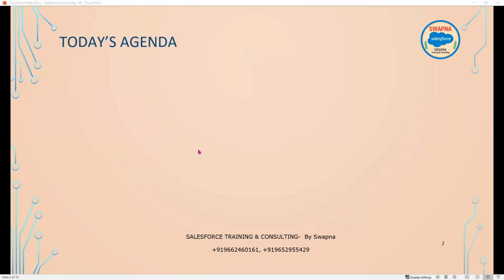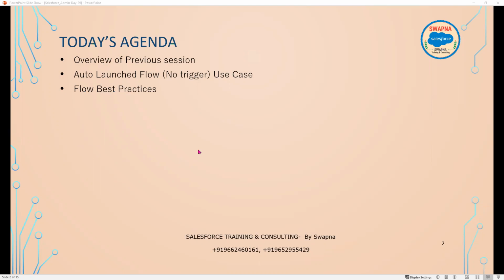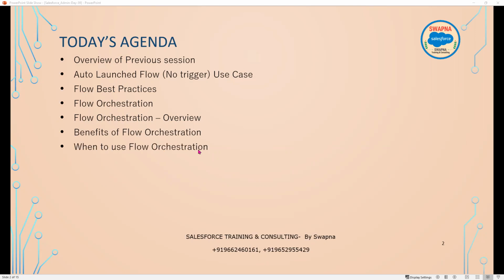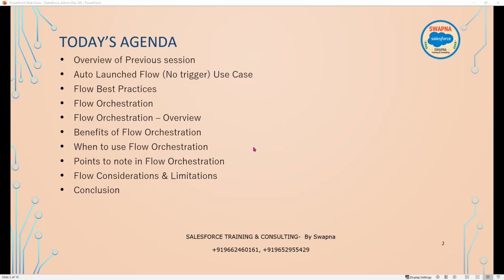Today's agenda: we'll quickly go through the previous session overview and talk about the use case of the auto launch flow. Then we will talk about flow best practices and flow orchestration. Today we will see an overview of flow orchestration, the benefits of using it, when to use it, the points we need to consider when building it, the considerations and limitations, and then we'll have a conclusion and a Trailhead list.